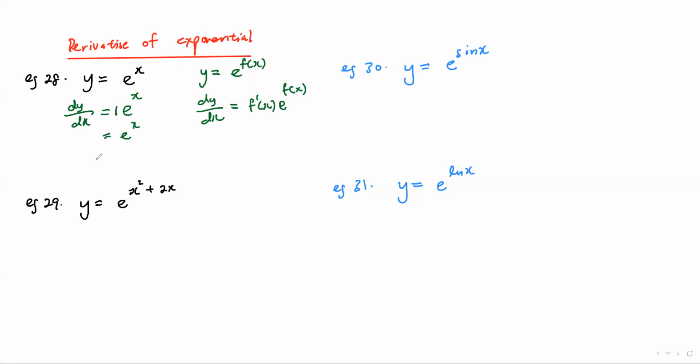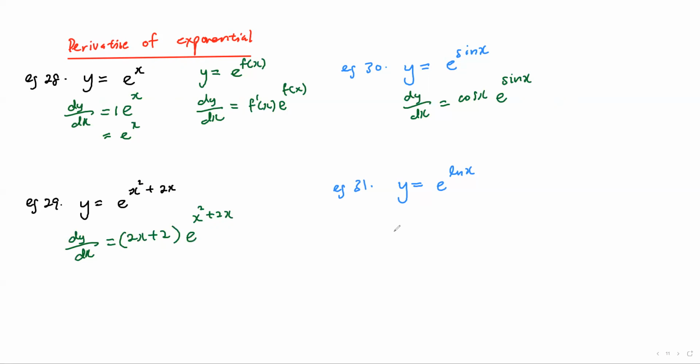Okay, so let's look at example 29. The f(x) here is x squared plus 2x. So if I differentiate x squared plus 2x, I will get 2x plus 2, followed by e to the power of f(x), which is e to the power of x squared plus 2x. Okay, so let's look at example 30. The f(x) here is sine x. So I have to differentiate sine x, which is cosine x, multiplied by e to the power of sine x.